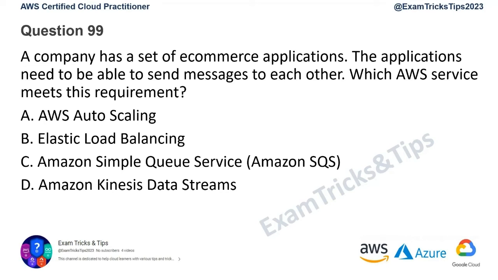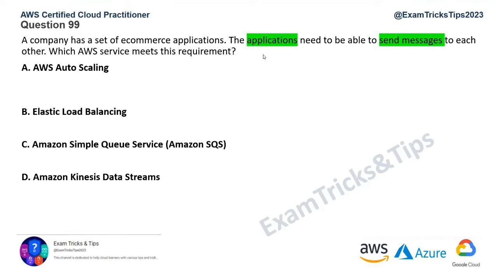Question number 99. A company has a set of e-commerce applications. The applications need to be able to send messages to each other. Which AWS service meets this requirement? Please read the question, mark your keywords. Here's my version of markups. We have applications and we need to send messages to each other.